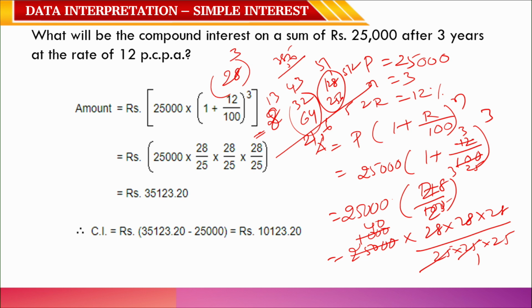So what is required? Compound interest is required. So you have to subtract 25,000 from 35,123, which means 10,123 rupees 20 paise is the compound interest at the rate of 12% per annum for 3 years on the amount 25,000. Is it clear? You can calculate it.